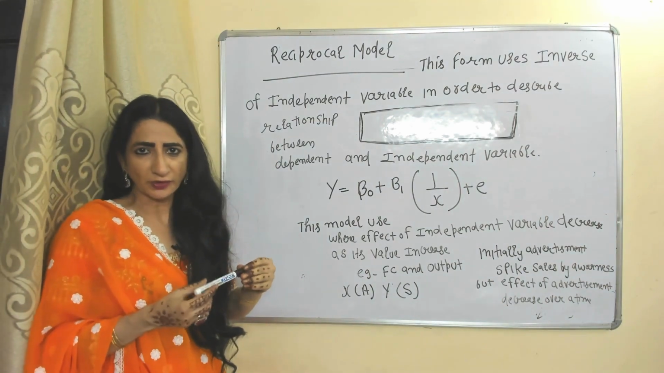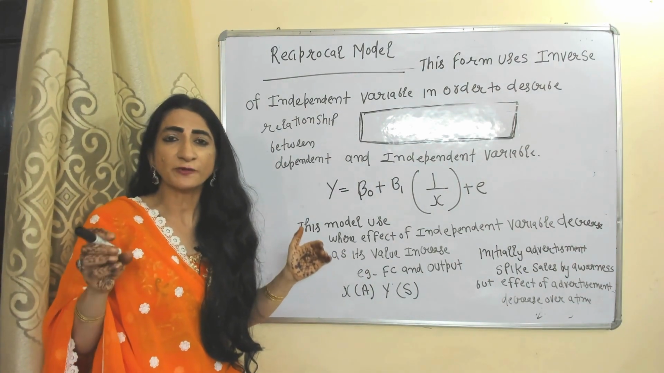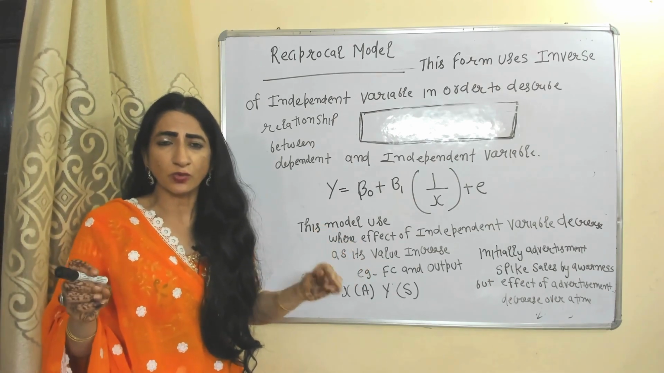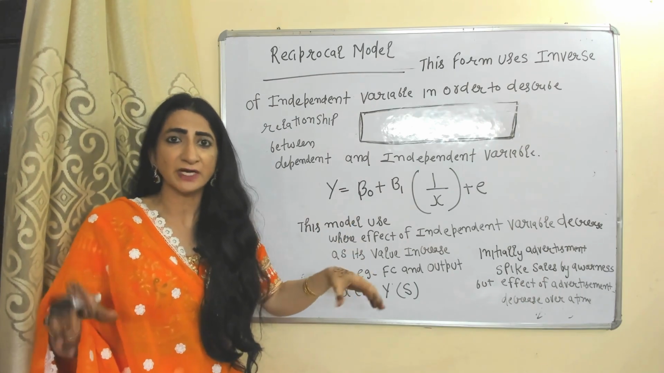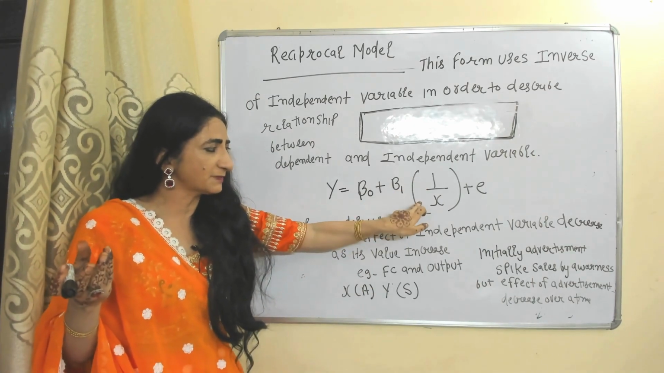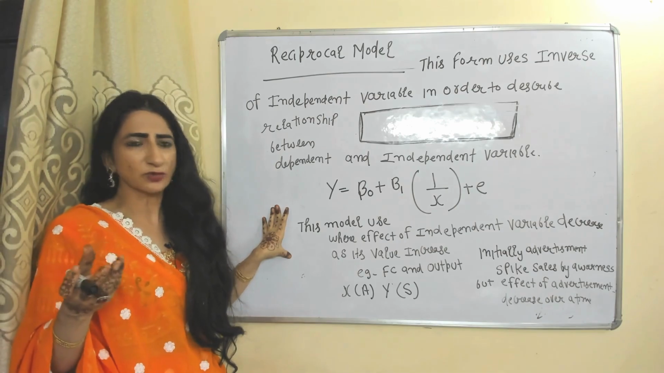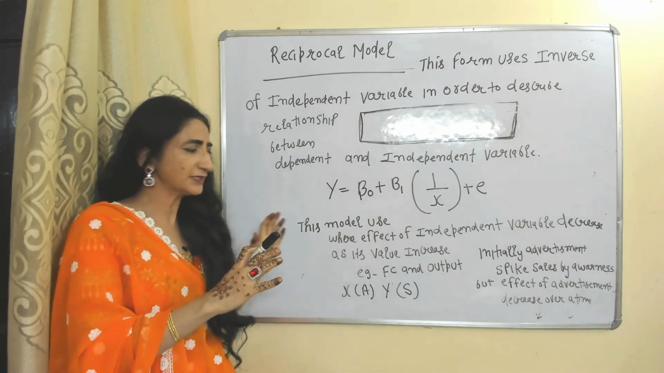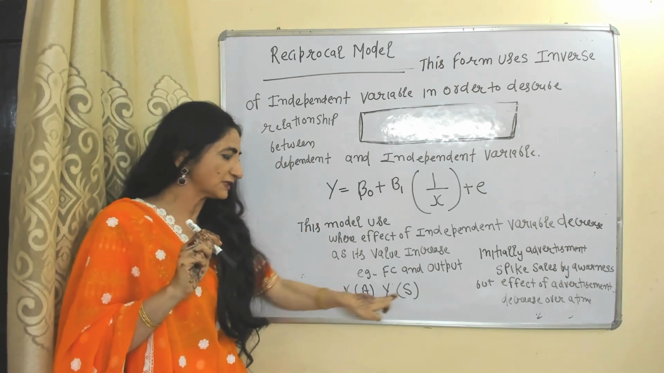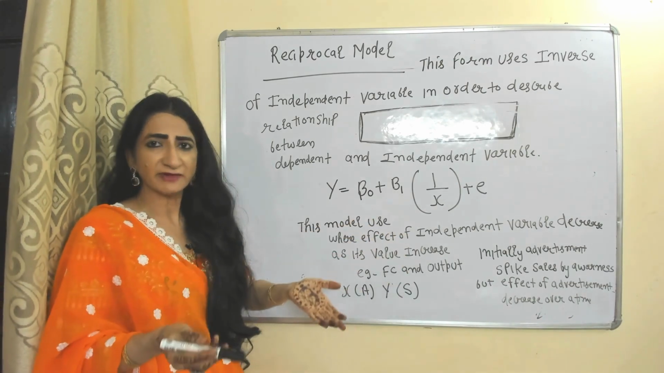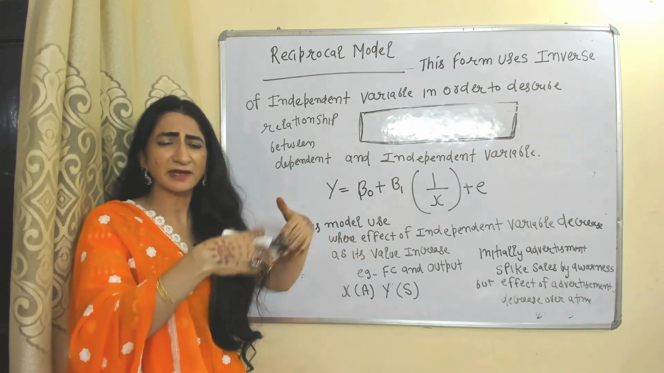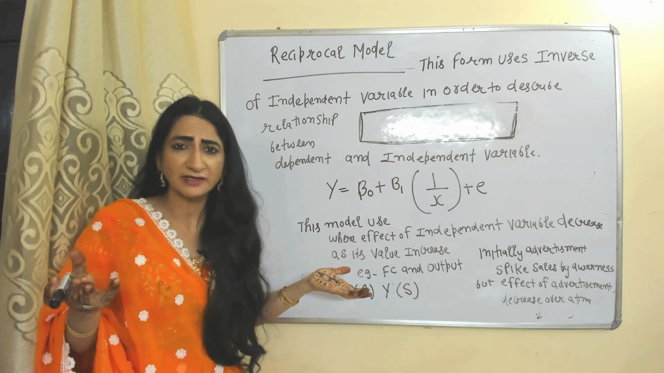Next is the reciprocal model. Here we use the inverse of the independent variable in order to describe the relationship between variables. We mainly use this form when the effect of the independent variable decreases as its value increases. For example, advertisement is the independent variable, sales is the dependent variable. Initially, advertisement spikes sales because it increases awareness about the product. But as time passes, the effect of advertisement starts decreasing.